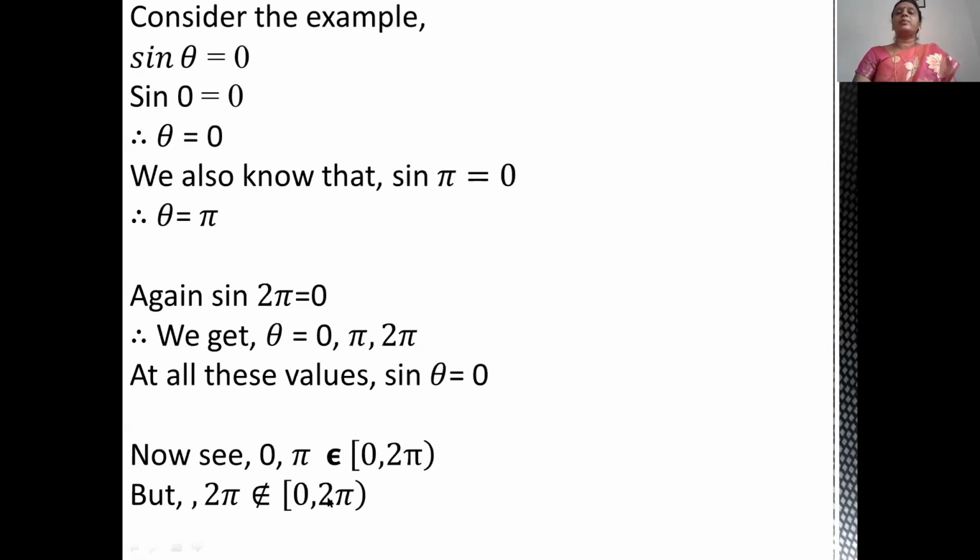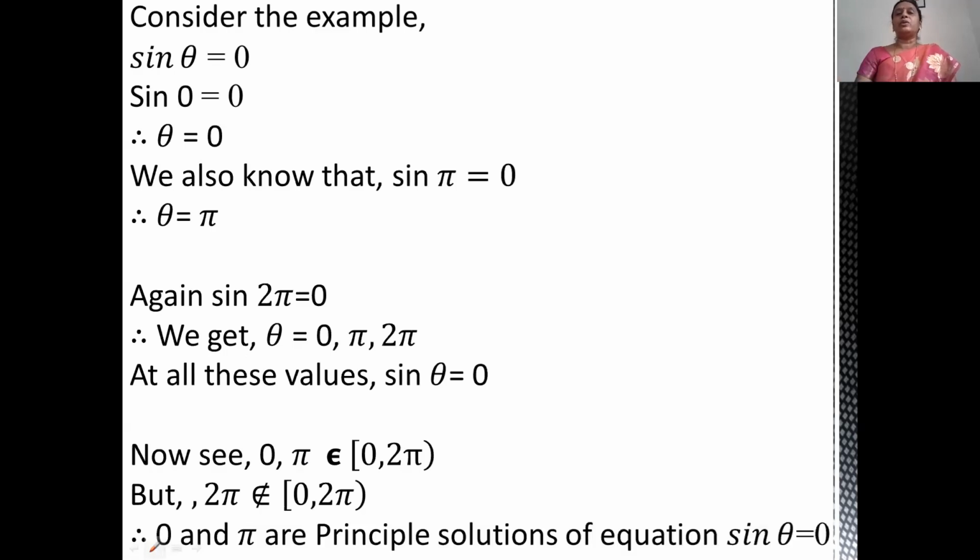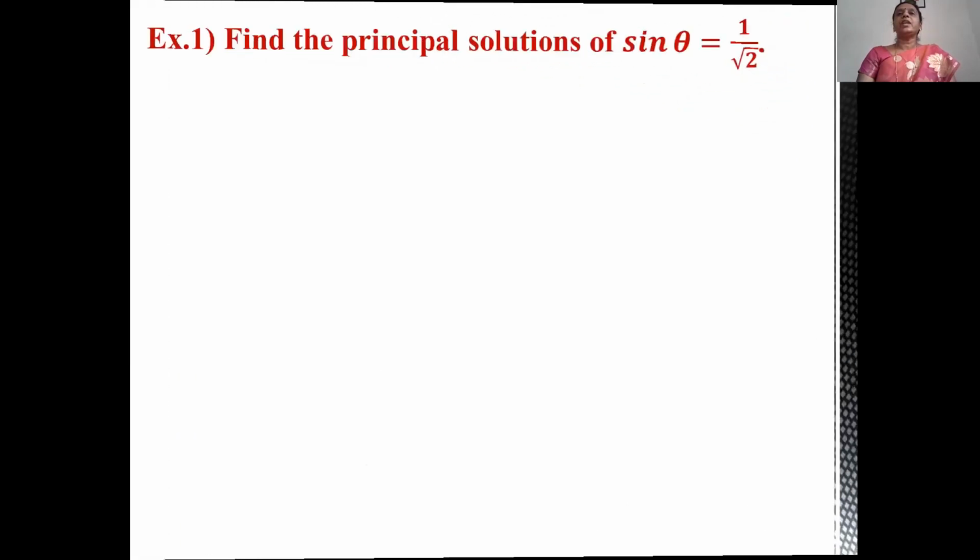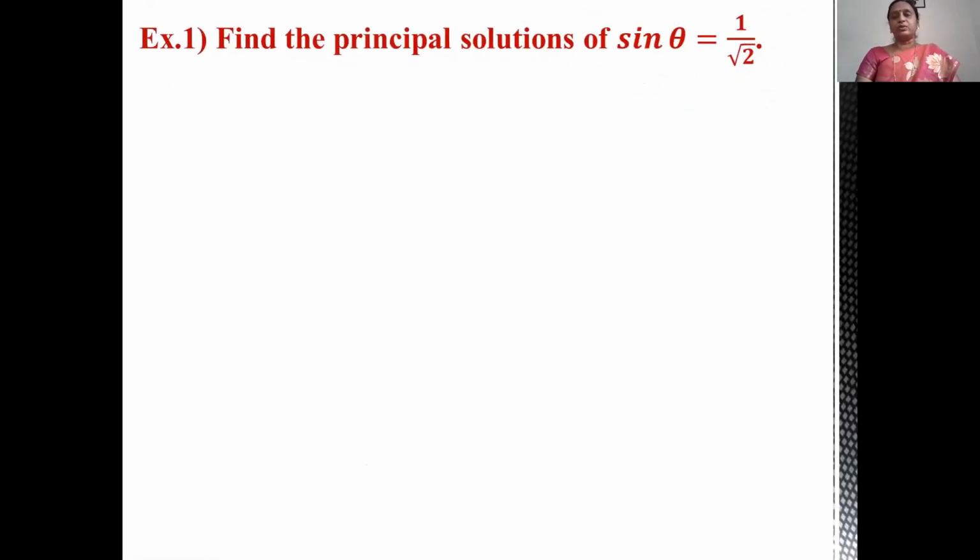Therefore, 2 pi does not belong to the interval. Therefore, 0 and pi are the only solutions of sine theta is equal to 0. 0 and pi are the only principal solutions of sine theta is equal to 0, and 2 pi will not be the principal solution.